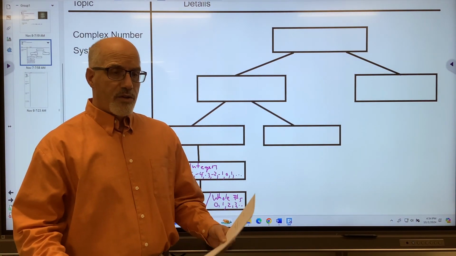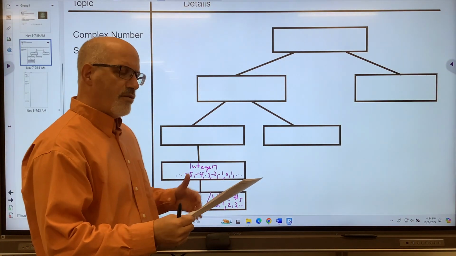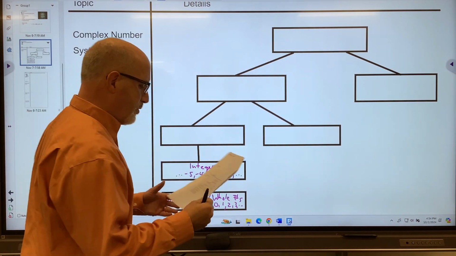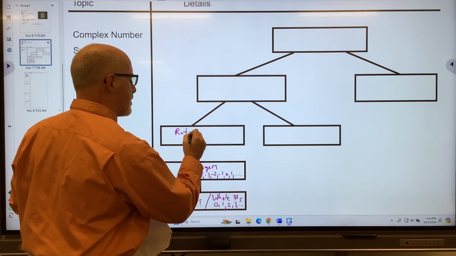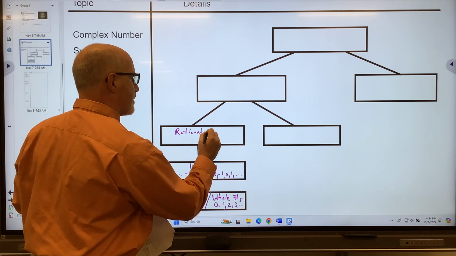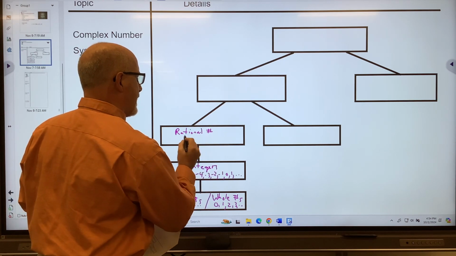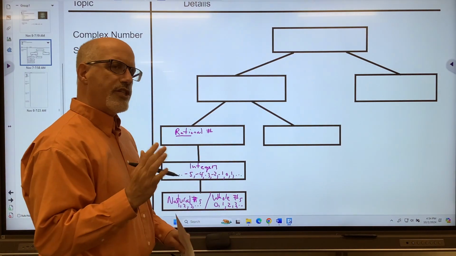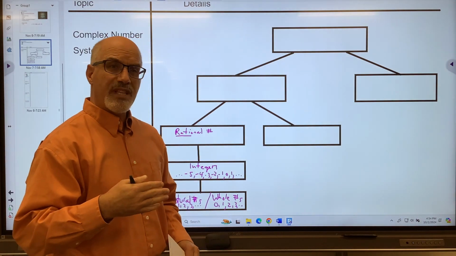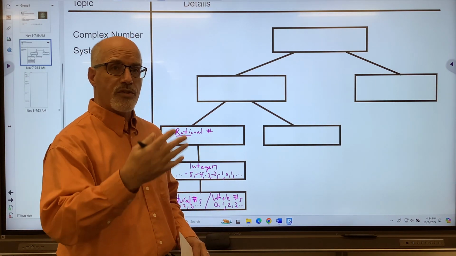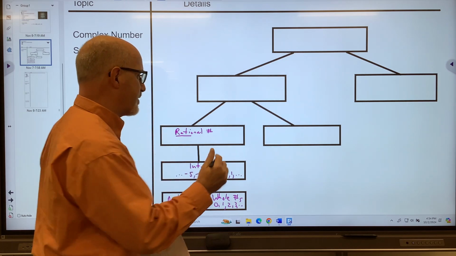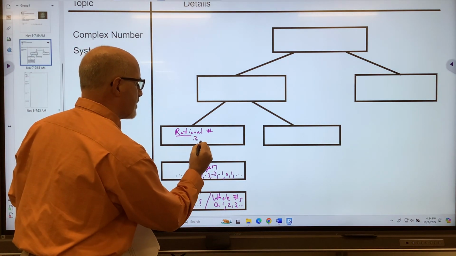Then you were introduced to the numbering system that included fractions. Those fractions were called rational numbers. It has the word ratio in it to represent the idea that these can be written as a ratio of two integers, like 2/3 or 3/5, those kind of numbers.